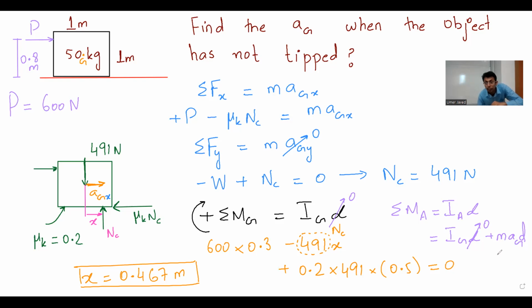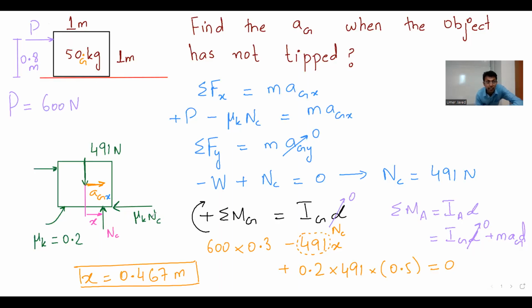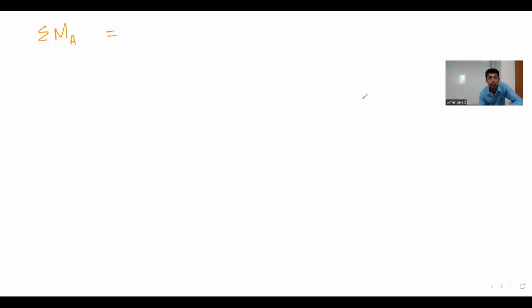Do you want to do it? I'm not sure, we can make a mistake, but if you want, why don't you do a summation of moment about point A equal to something? So let's call this point A. Are you getting my point? So if you do it, then what will you get? It is equal to MAG into D.